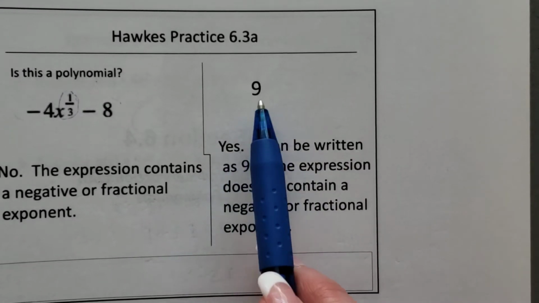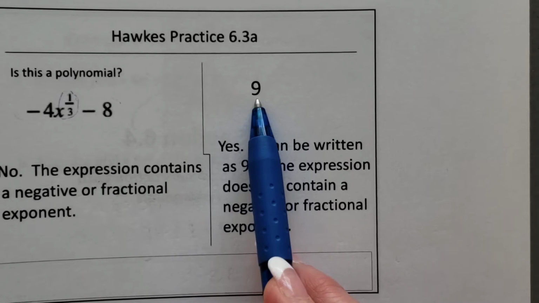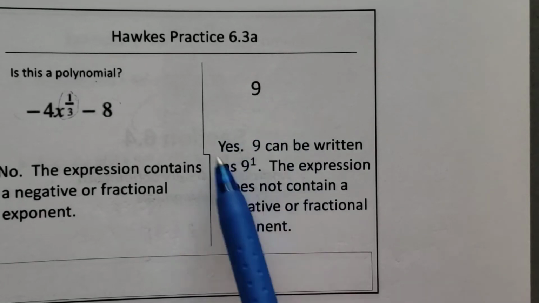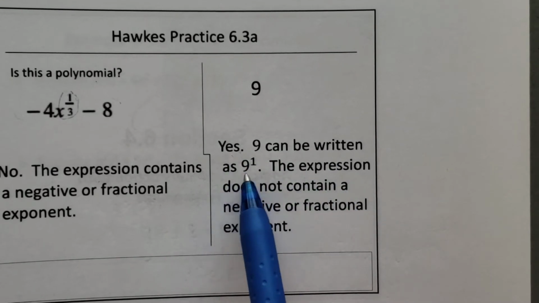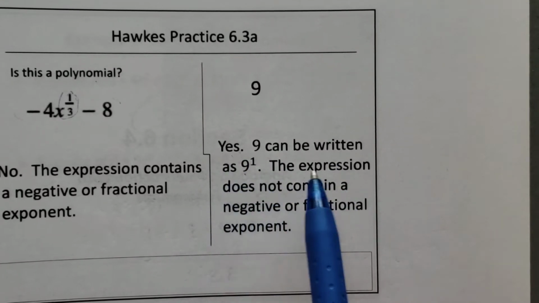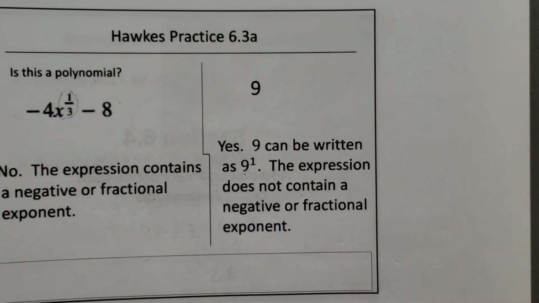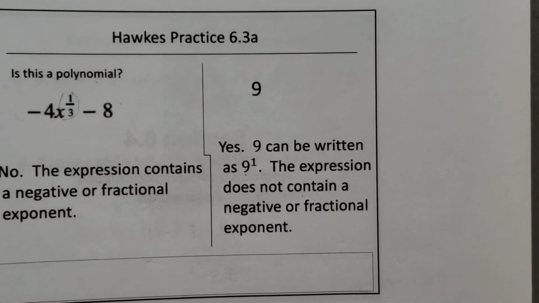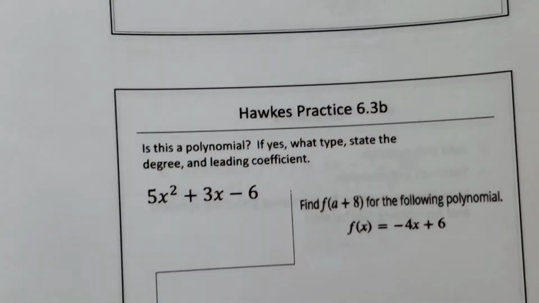Well, can you write this number with an exponent that's a positive whole number? Well, the answer is yes. 9 can be written as 9 to the first power. This expression does not contain a negative or fractional exponent. So the answer is yes.